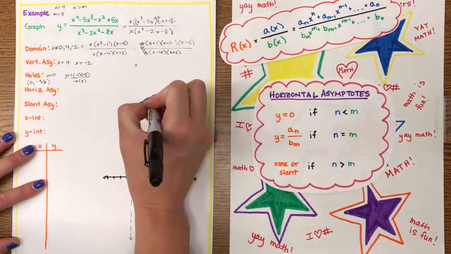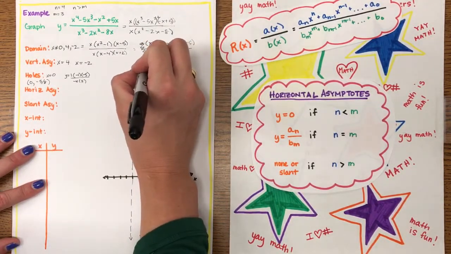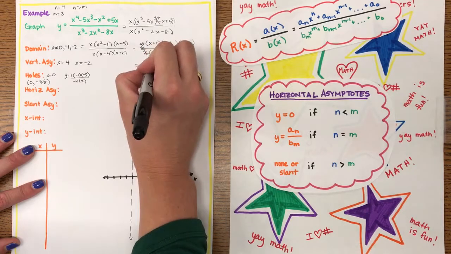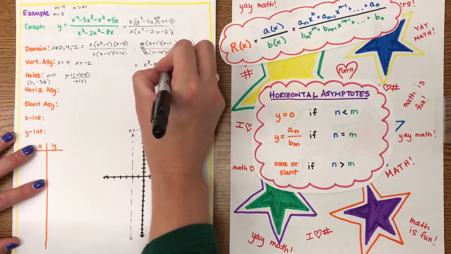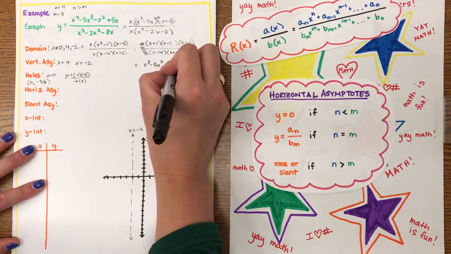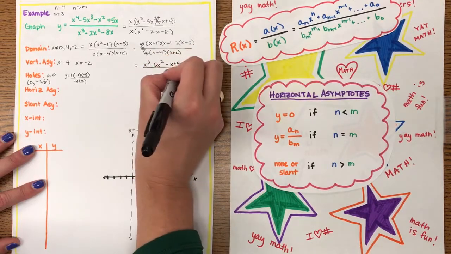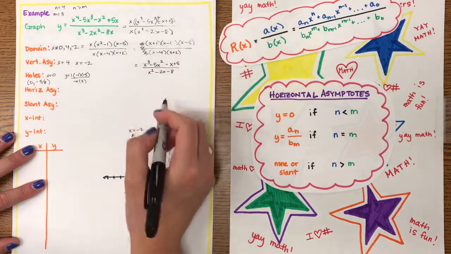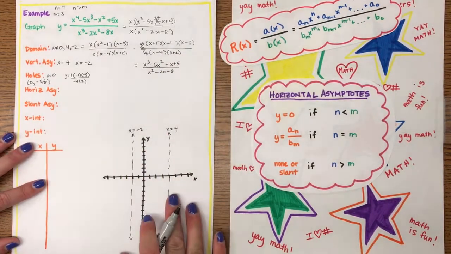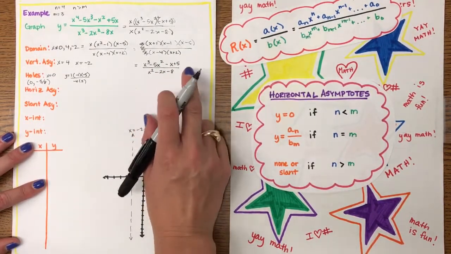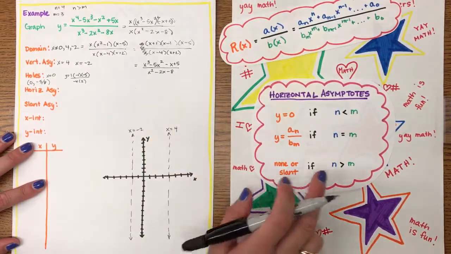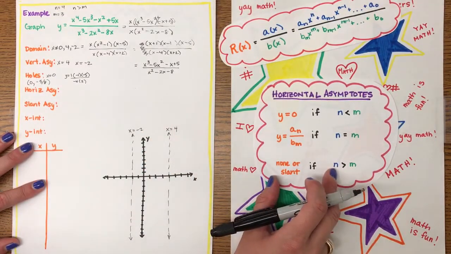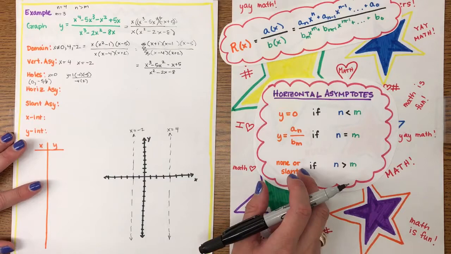so I could rewrite this simplified equation as x cubed minus 5x squared minus x plus 5 divided by x squared minus 2x minus 8. This is another way of writing my simplified equation. And the degree of the numerator is 3, the degree of the denominator is 2. So again, we're in this situation, so we will have no asymptote or a slant asymptote.